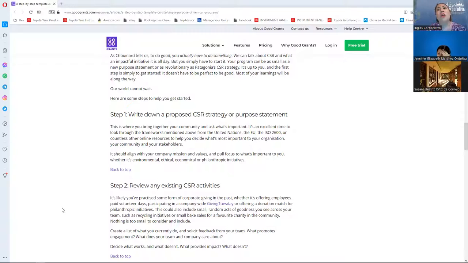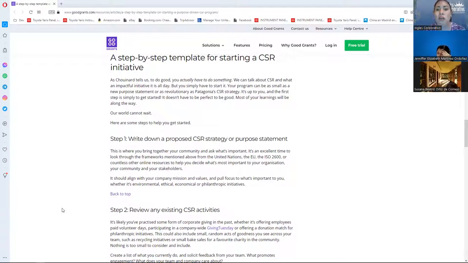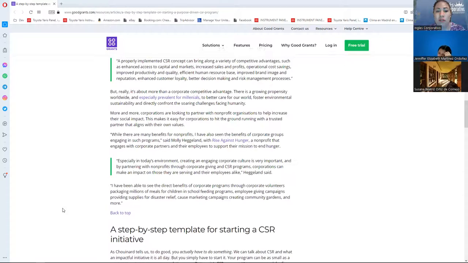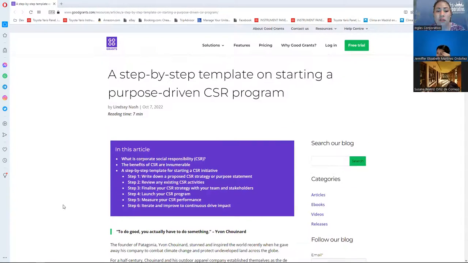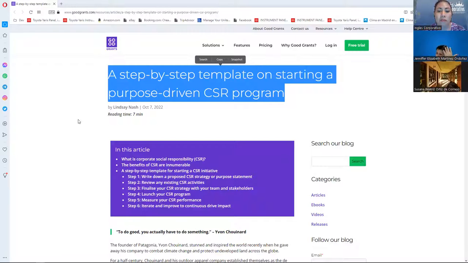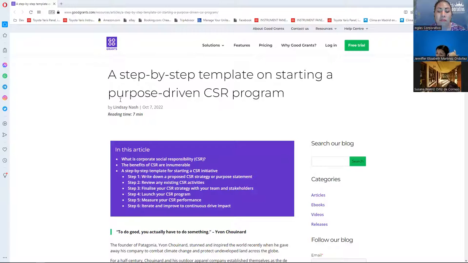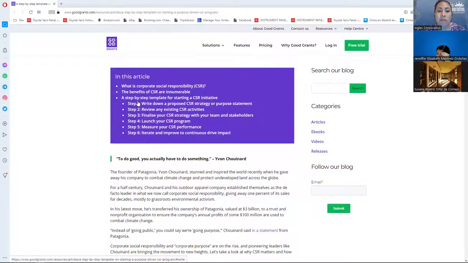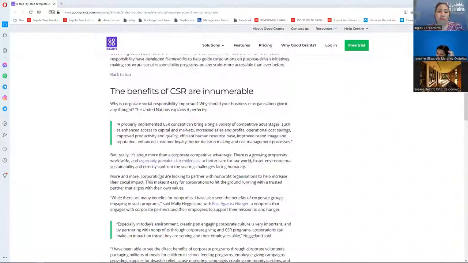Talk about, basically, what you need to consider before you create the CSR. Because if in my company someone said, we need to create a CSR program, I'm going to research because I don't know how to start. And this article is giving us a set of steps, a step-by-step template for starting a CSR initially.